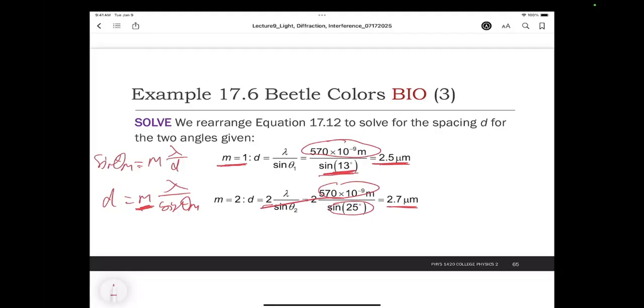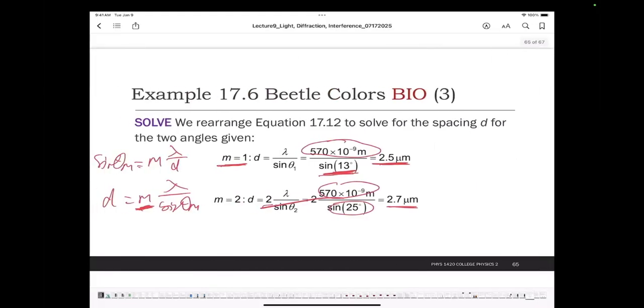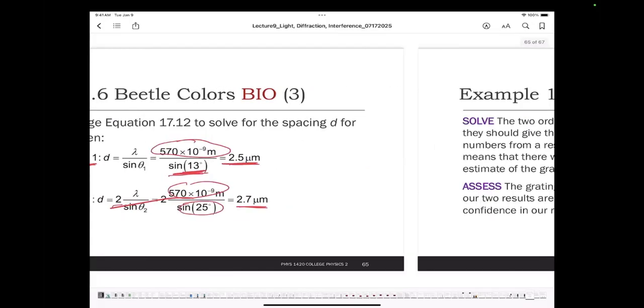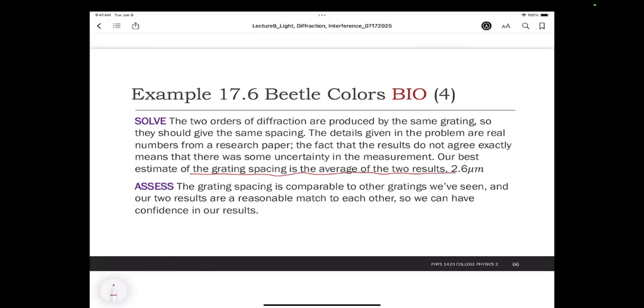We know the two orders of diffraction are produced by the same grating, so they should give the same spacing. Am I right? Those spacings should be the same because for the diffraction grating the distance is the same thing. The details given in the problem are real numbers from a research paper, so the fact that the results do not agree exactly means that there was some uncertainty in the measurement. Our best estimate of the grating space is the average of the two results, 2.6 μm.